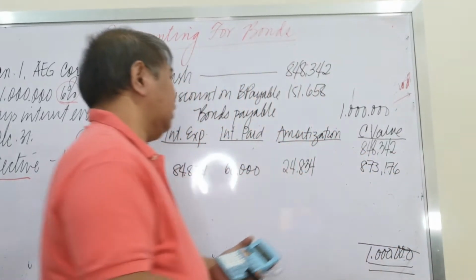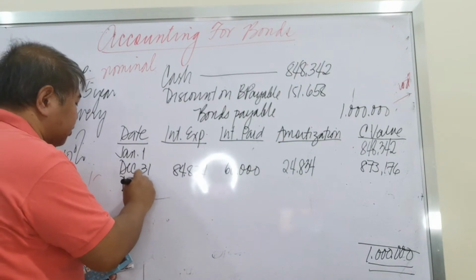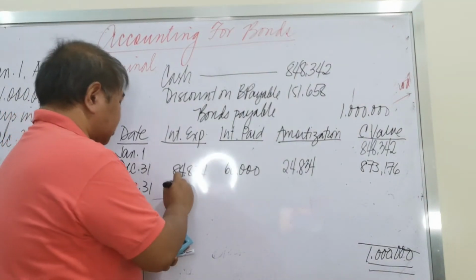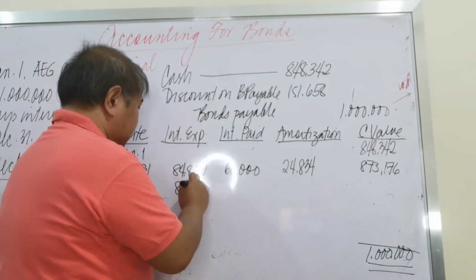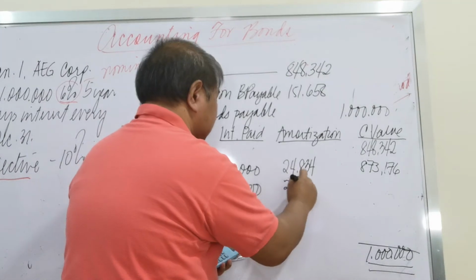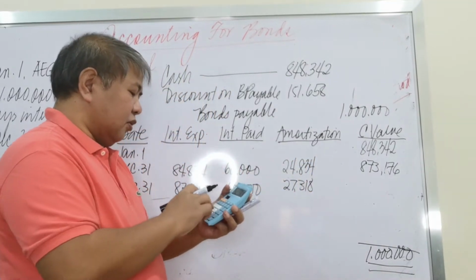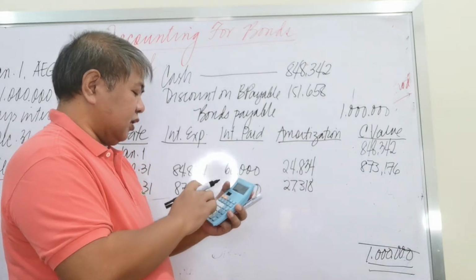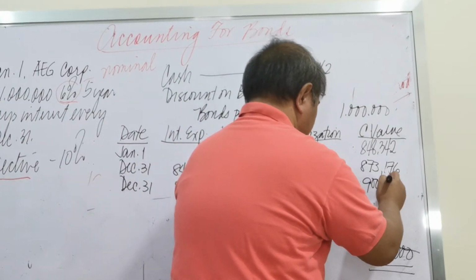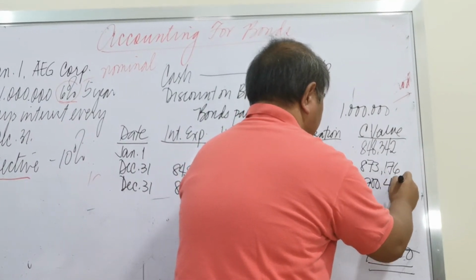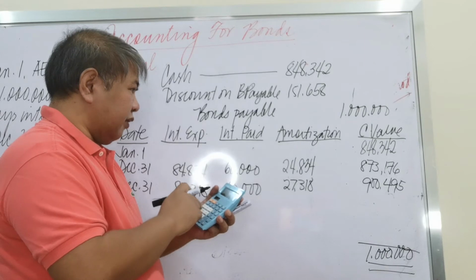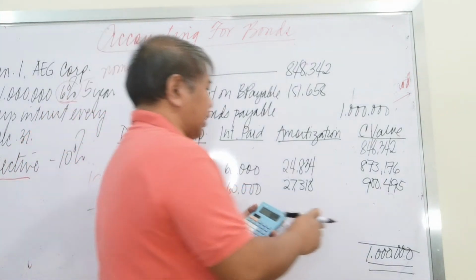So this becomes 873,176. Now, another year end, December 31. So times 0.10, this would be 87,318 as against 60,000 pesos. So this would be 27,318. So therefore, minus 60,000, plus 873,176, this now becomes 900,494.